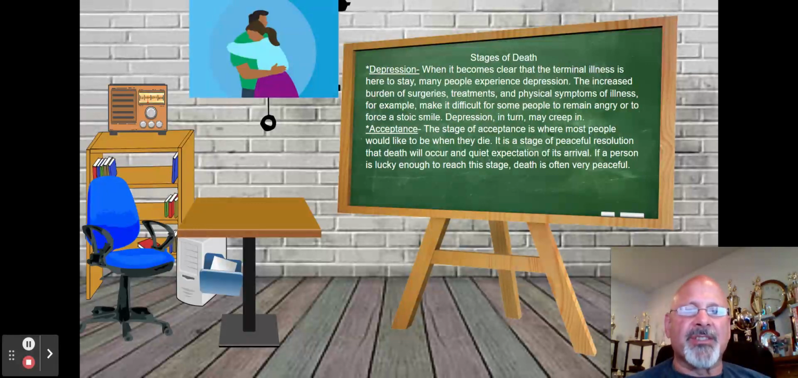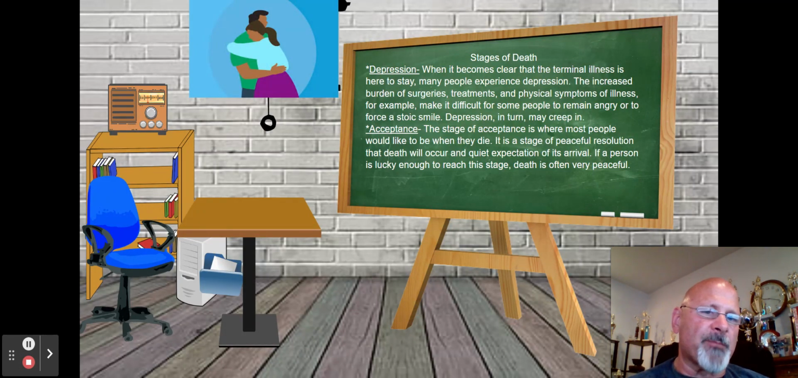The next stage is depression. It becomes clear that the terminal illness is here to stay. Many people experience depression. The increased burden of treatments and physical symptoms of illness, for example, make it difficult for some people to remain angry or to force a stoic smile. Depression, in turn, may creep in.